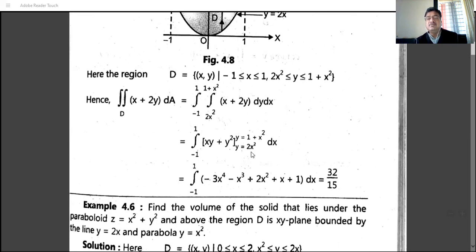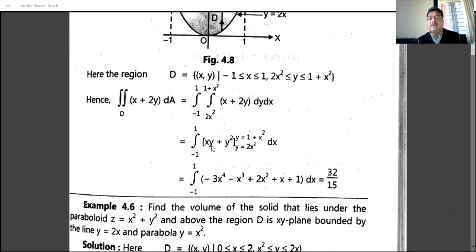So now the integration is very simple. x is now constant. Integration is with respect to y. So x is constant and its integration is x into y. And the integration of 2y is y square by 2. So the 2 gets cancelled, and so we have this. And y runs from 2x square to 1 plus x square.